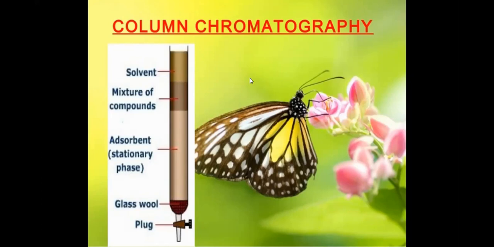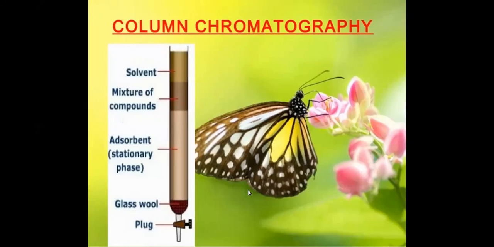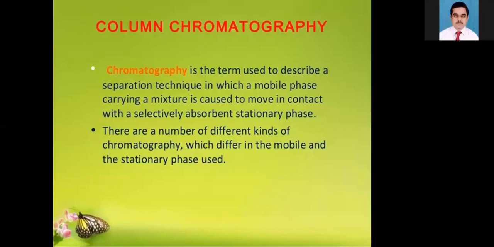Again, the identification of the different types of analytes depends upon various qualitative analytical methods. For example, if the analytes are colored ones, we can go for colorimetric estimations. We can go for UV spectrophotometry. We can analyze with the help of IR, NMR, etc. These are different qualitative analytical techniques. So now let us see the procedure, the theory involved in column chromatography.